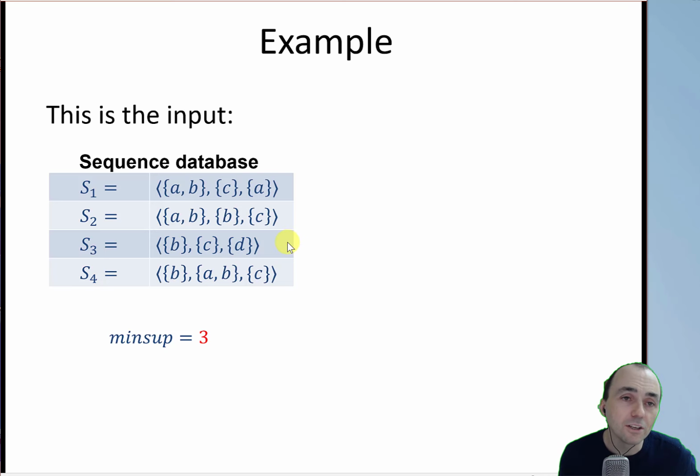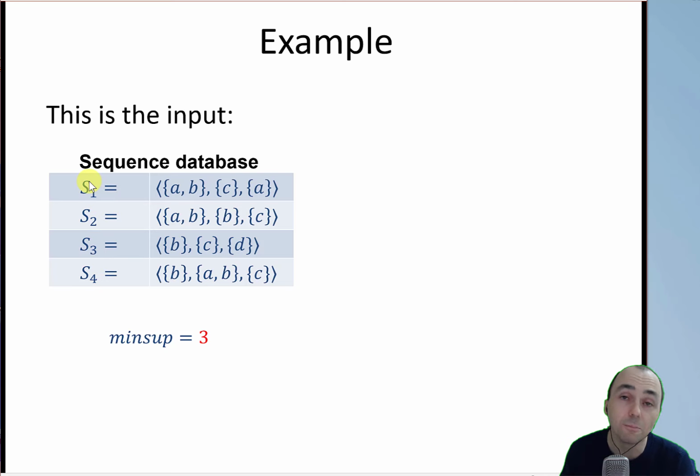Okay, so we take an example here. Here we have a sequence database, a database with four sequences. Again, I suppose you know already what sequential pattern mining is. If not, you can watch my other videos. So here I will explain more quickly. A sequence database is a database with some sequences. Here there are four of them.